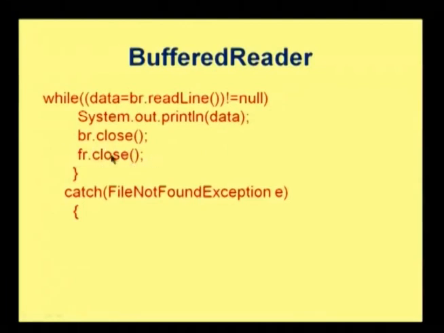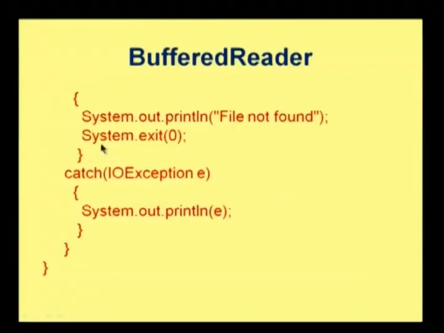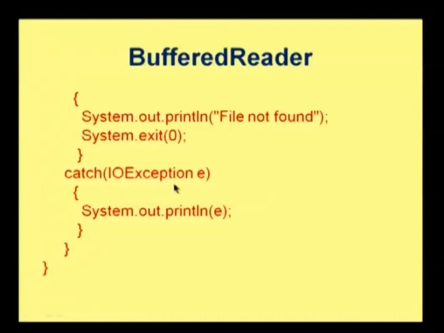Already we have said that whenever you open a reader or writer, whatever the classes you have, it should always be closed. We have caught an exception called FileNotFoundException. This will be raised when the file you are trying to read is not found, since we are using a FileReader. And then here we have IOException. IOException is the base exception for all input and output.